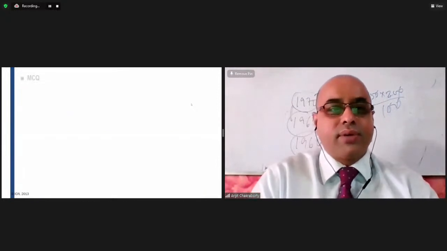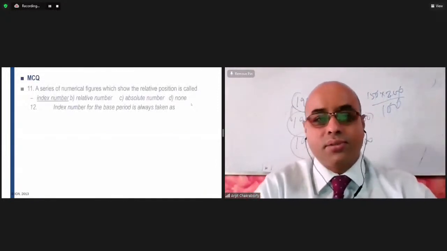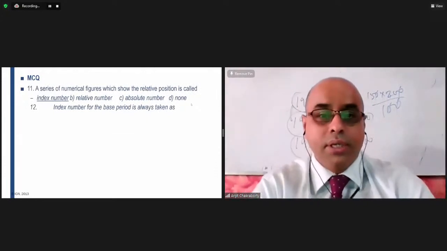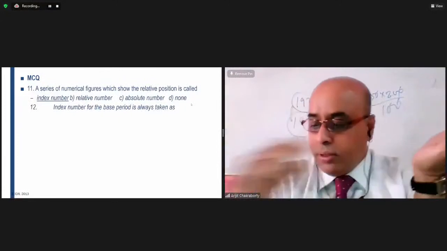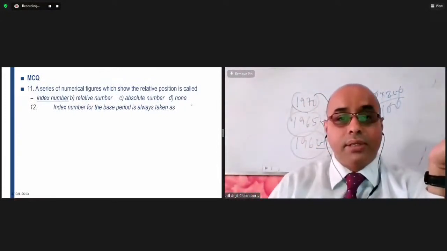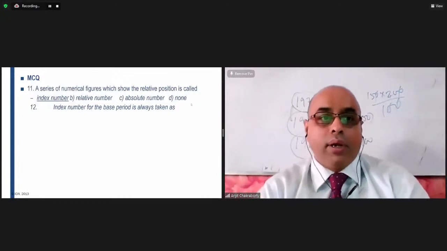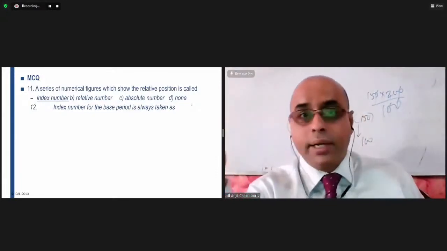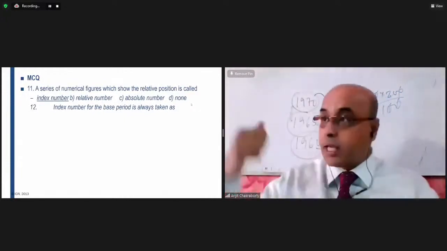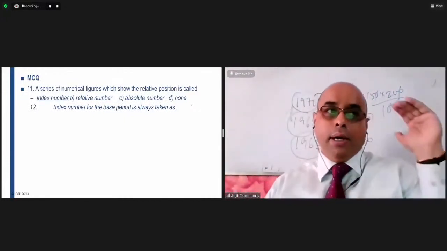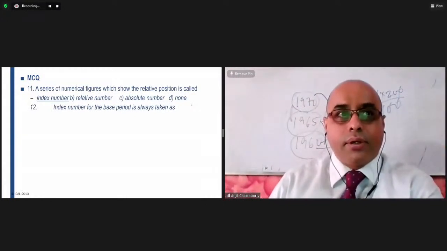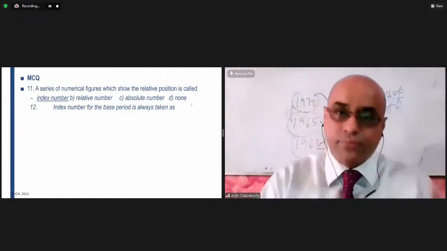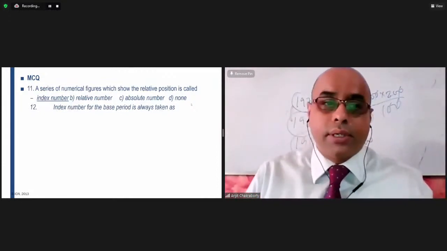We move on to the next question on MCQs: a series of numerical figures which shows the relative position is known as what? Is it index number? Is it relative? Is it absolute number? Is it none? Well, it's an index number because it shows relative position, like we took the case of the cost of living. What is my salary in the current year and my salary 10 years back? So that shows somewhat of a relative figure, and therefore it's index number.